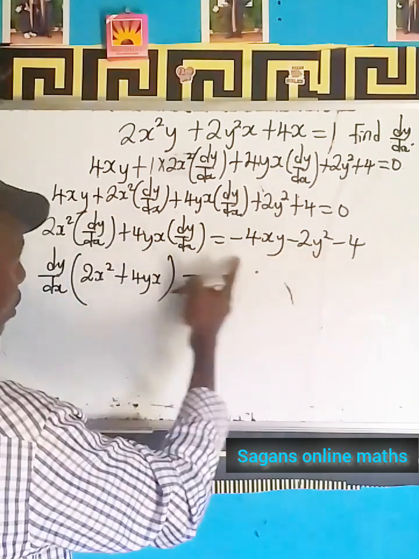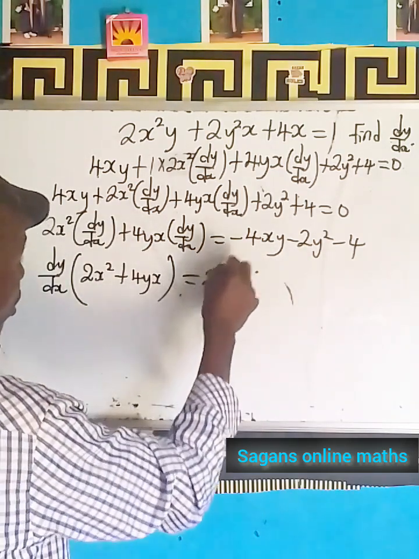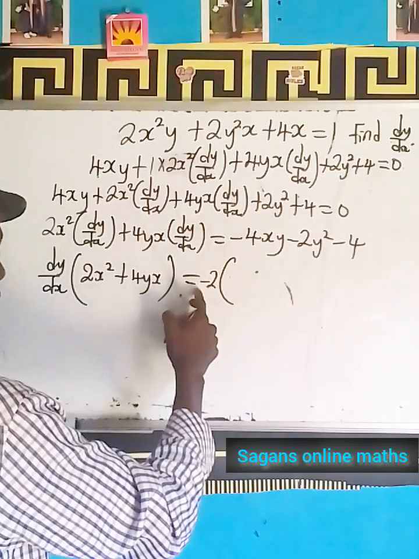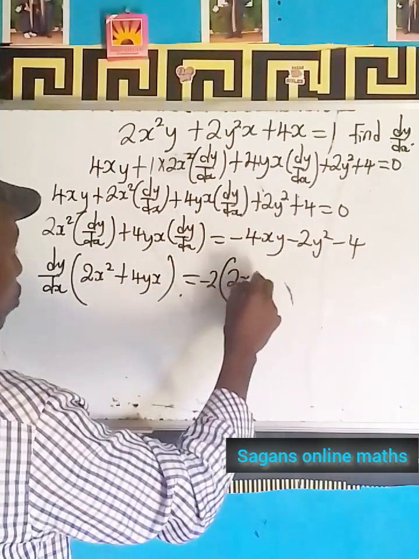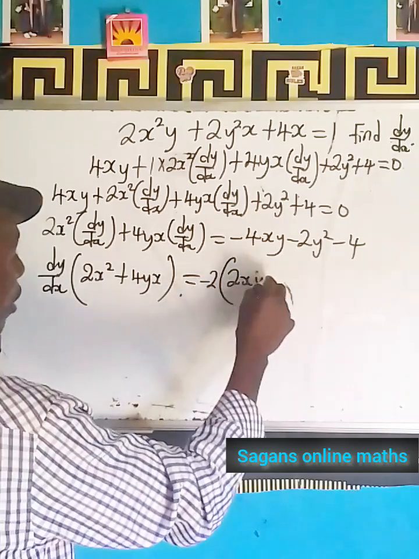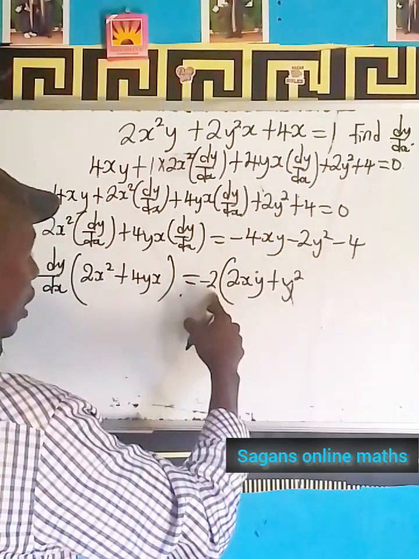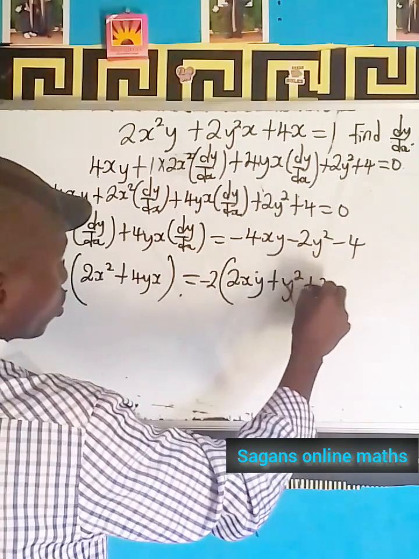Equals to, what is common here? I see that 2 is common, minus 2 is common, right? Factorize it. Divide this by this, I have 2xy. Divide this by this, I have plus y squared. Divide this by this, I have plus 2, right?